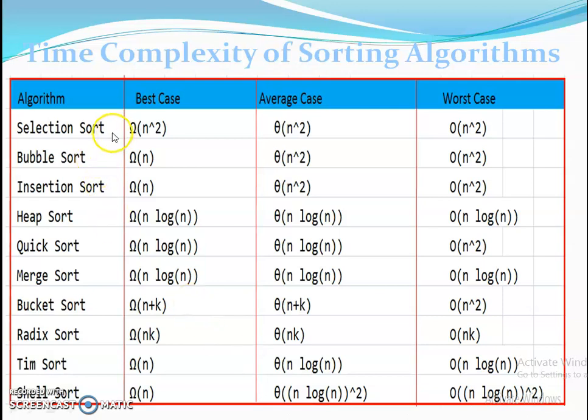Selection sort takes big O of n square time in all cases. Bubble sort, insertion sort, tim sort, and shell sort take big O of n time in best cases.